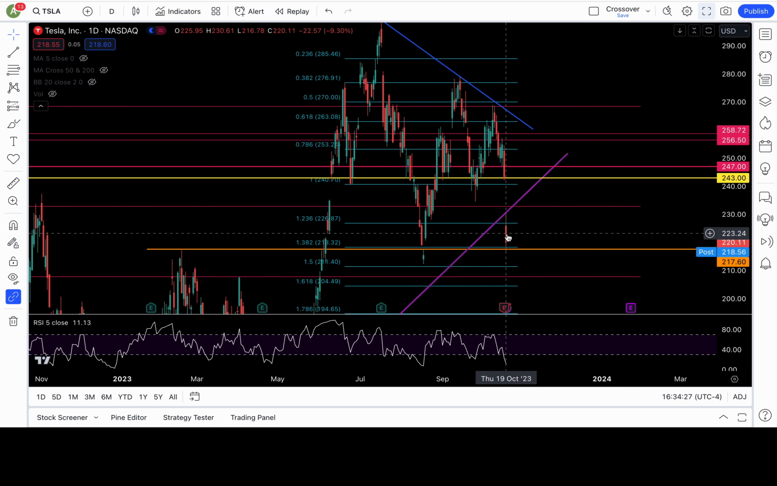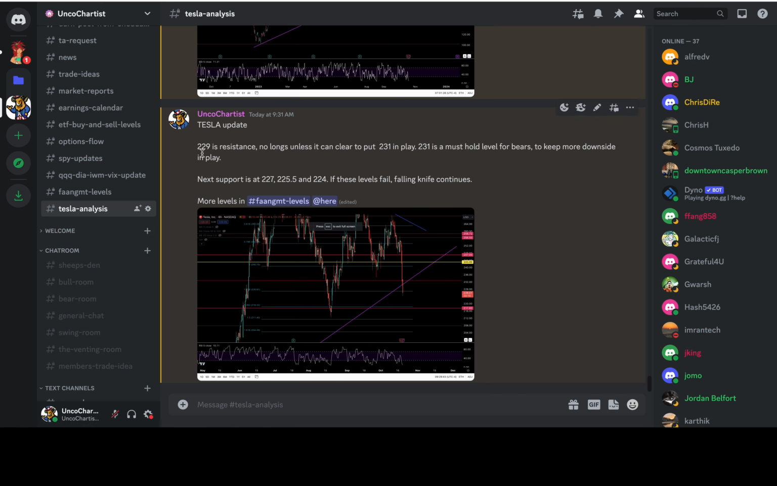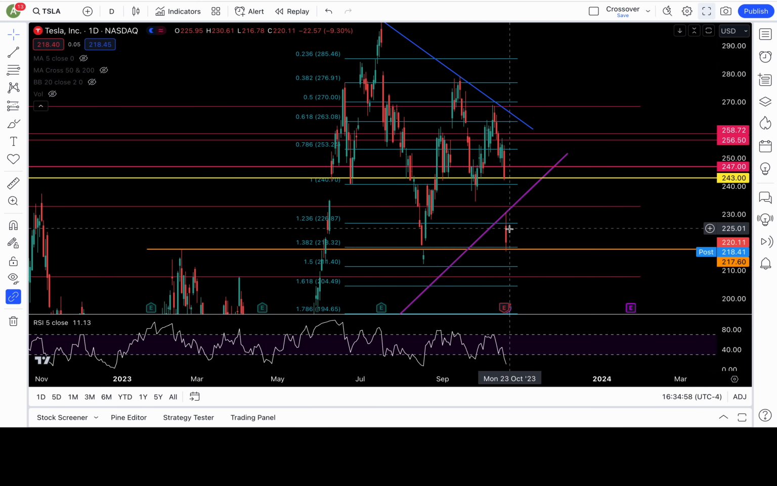When Tesla opened today, it opened at 225.95. So it was below those support levels. So I had to give an update to my Discord members. And I wrote 229 is resistance, no longs, unless it can clear 231 to put 231 in play. All right. Next support is at 227, 225.5, and 224. If these levels fail, falling knife continues. It opened at 225.9. 227 was first support, first resisted. It broke down at 225.5 and 224 level. Today going as low as 216.78.